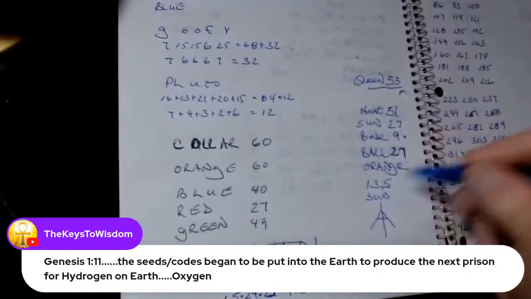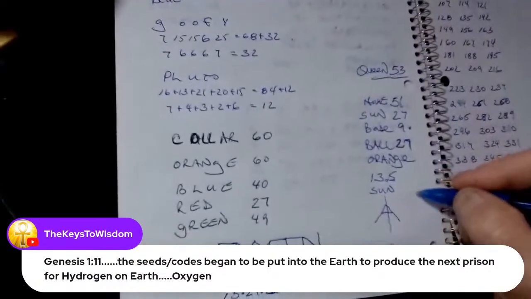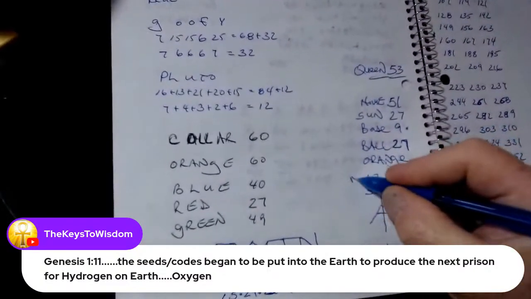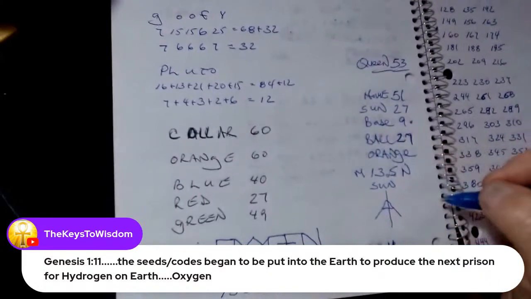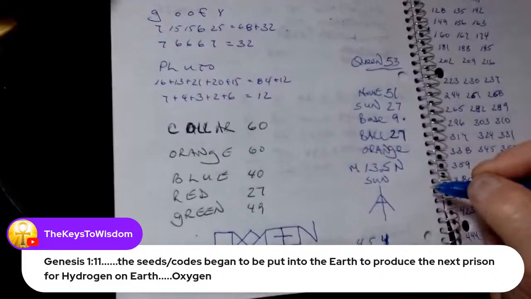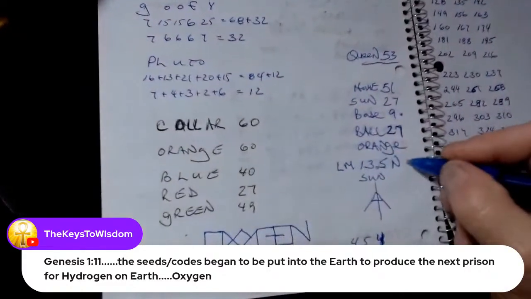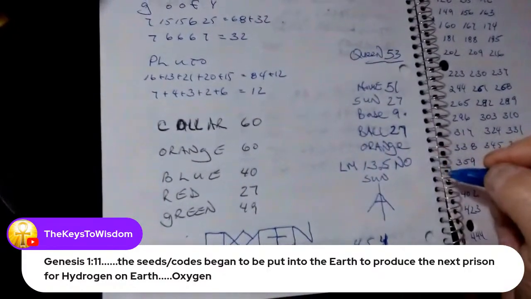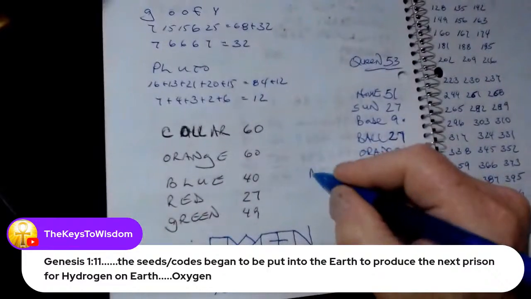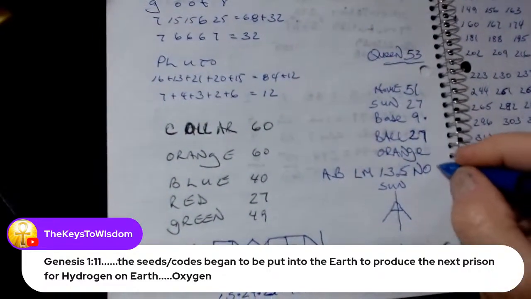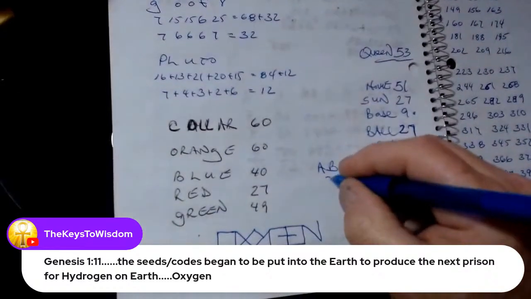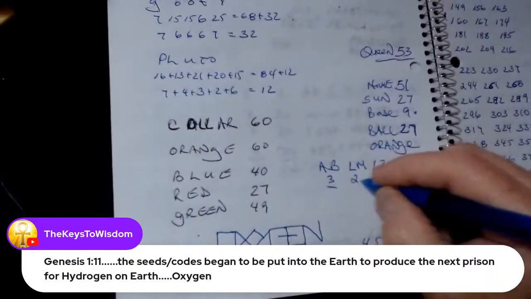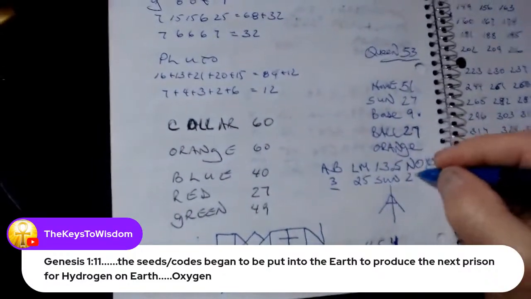So again, when the sun divides the alphabet, the 26 letters of the alphabet become M and N, and 13.5 is your division in that alphabet between M and N, between LM, the alphabet, and NO, the alphabet. The other letters are AB and YZ, equaling 51, equaling 3, equaling 25, equaling 29.